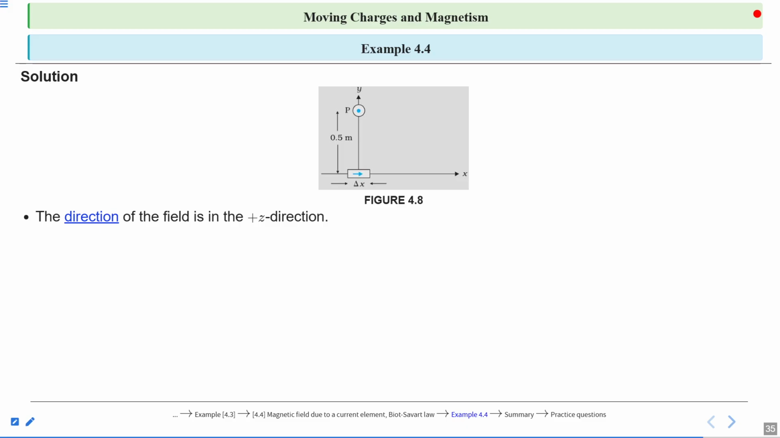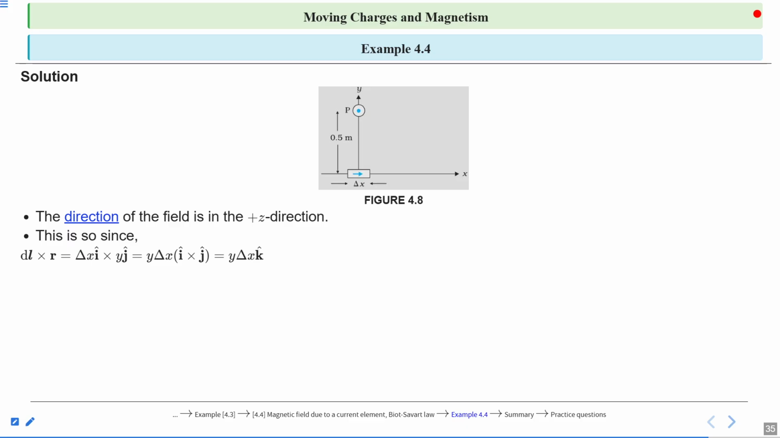Okay, so it is positive Z direction. In the outward direction there is the positive Z axis. In the inward direction there is the negative Z axis. You can also find the direction by using the properties of vector products.